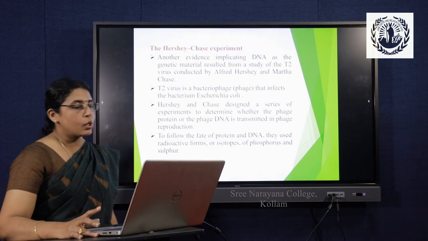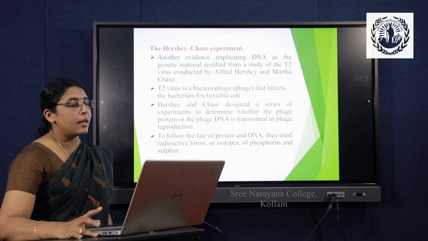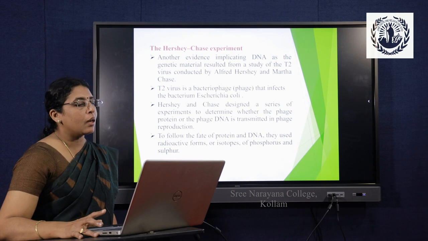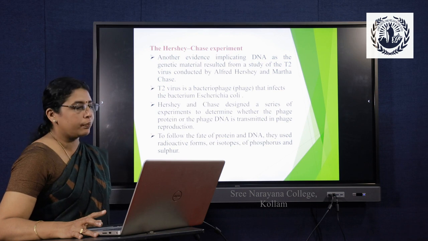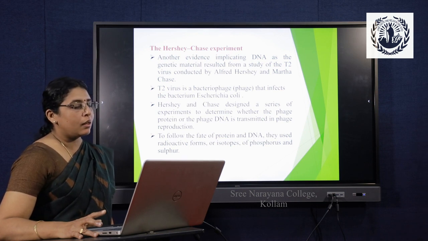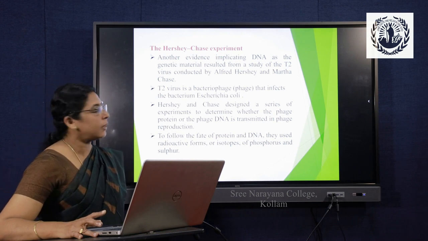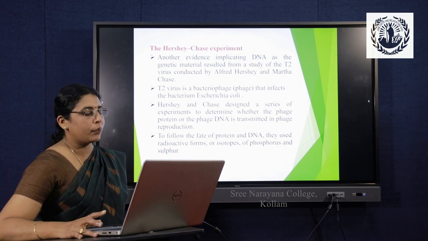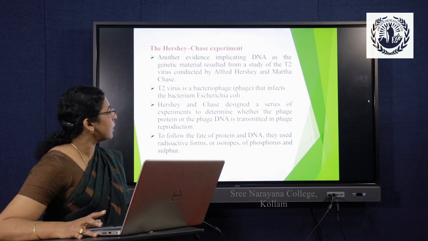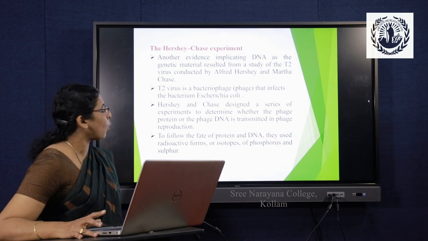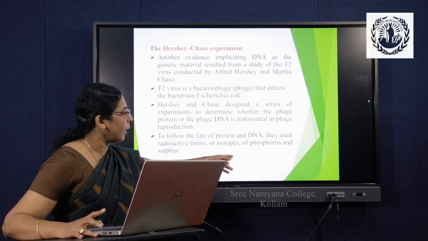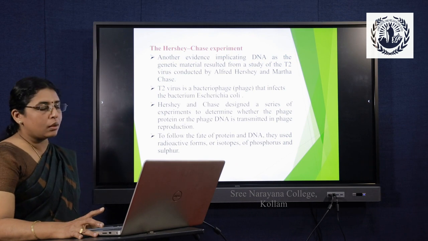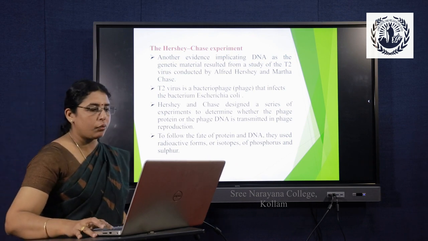Then coming to the Hershey and Chase experiment, it is another piece of evidence implicating DNA as the genetic material, resulting from the study of the T2 virus conducted by Alfred Hershey and Martha Chase. T2 viruses are bacteriophages that infect the bacterium Escherichia coli, or E. coli. They designed a series of experiments to determine whether the phage protein or the phage DNA is transmitted in phage reproduction. To follow the path of protein and DNA, they used radioactive forms or isotopes of phosphorus and sulfur.